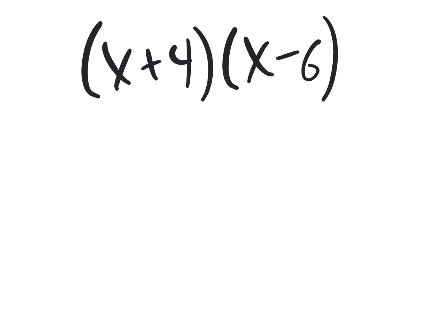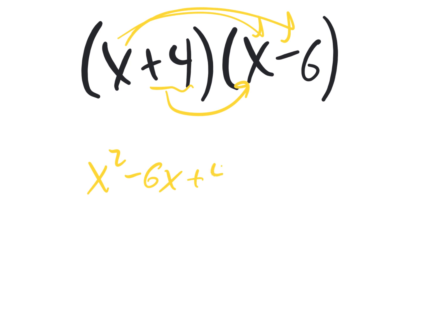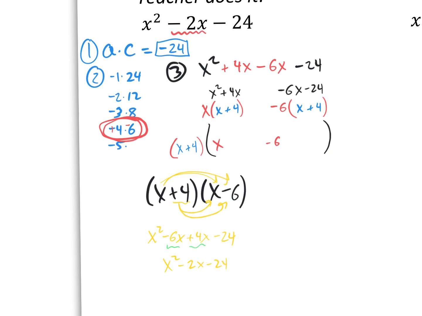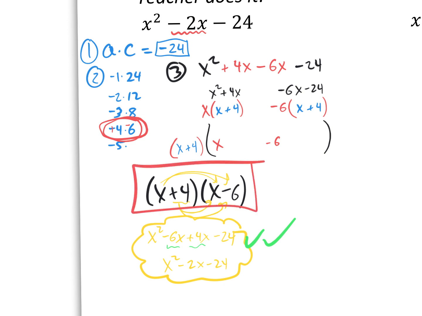And I want to do this in yellow because you don't have to do this, right? X times x, x squared. X times -6, -6x. Positive 4 times x, positive 4x. Positive 4 times -6, -24. If you combine the middle two terms, you're going to get x squared minus 2x minus 24. And as you could see, that is what we originally started with, x squared minus 2x minus 24. Again, this part right here in yellow was just done to double check my answer. This is the correct factored form answer, okay?